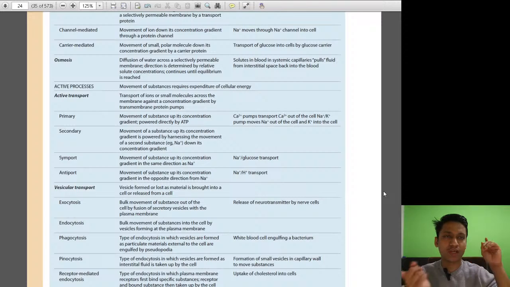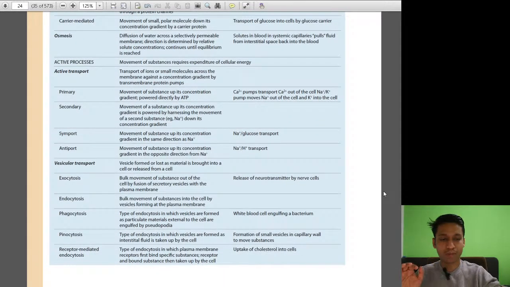Vesicular transport, we talked the most about vesicular transport. We talked about exocytosis, endocytosis, and the types of endocytosis are three: phagocytosis, pinocytosis, and receptor mediated endocytosis. We talked the most about these in detail, and we should not touch this anymore and move to the next topic.